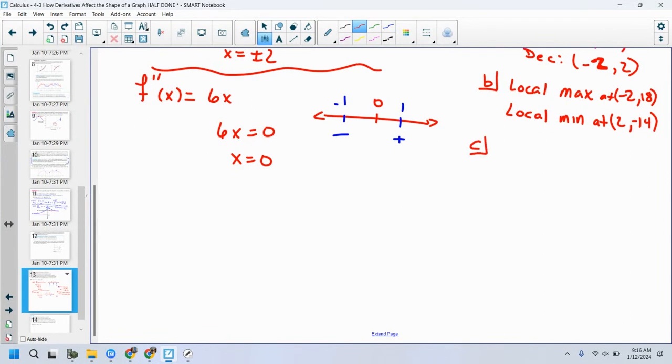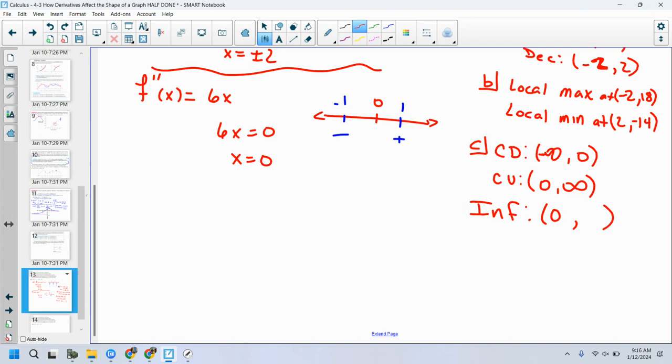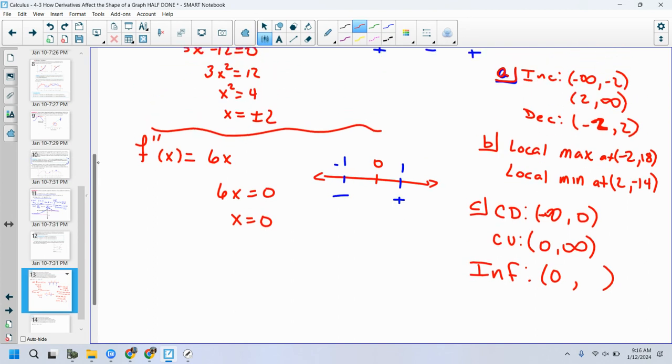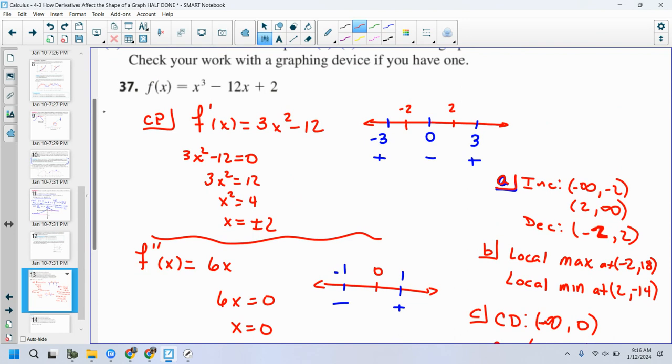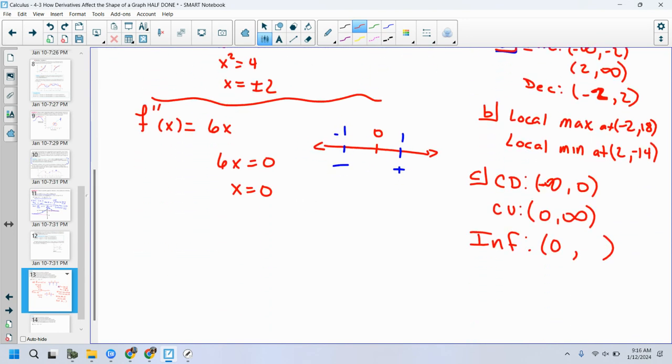So therefore, I can say that this is, I abbreviate concave downward as CD and concave upward as CU. So if you see that in my notes or in the homework keys or anything, that's what that means. Concave downward from -infinity to 0, and concave upward from 0 to infinity, which means it changes at 0. There's an inflection at 0 comma something. And since that original function had a y-intercept of 2, it was 0 comma 2.